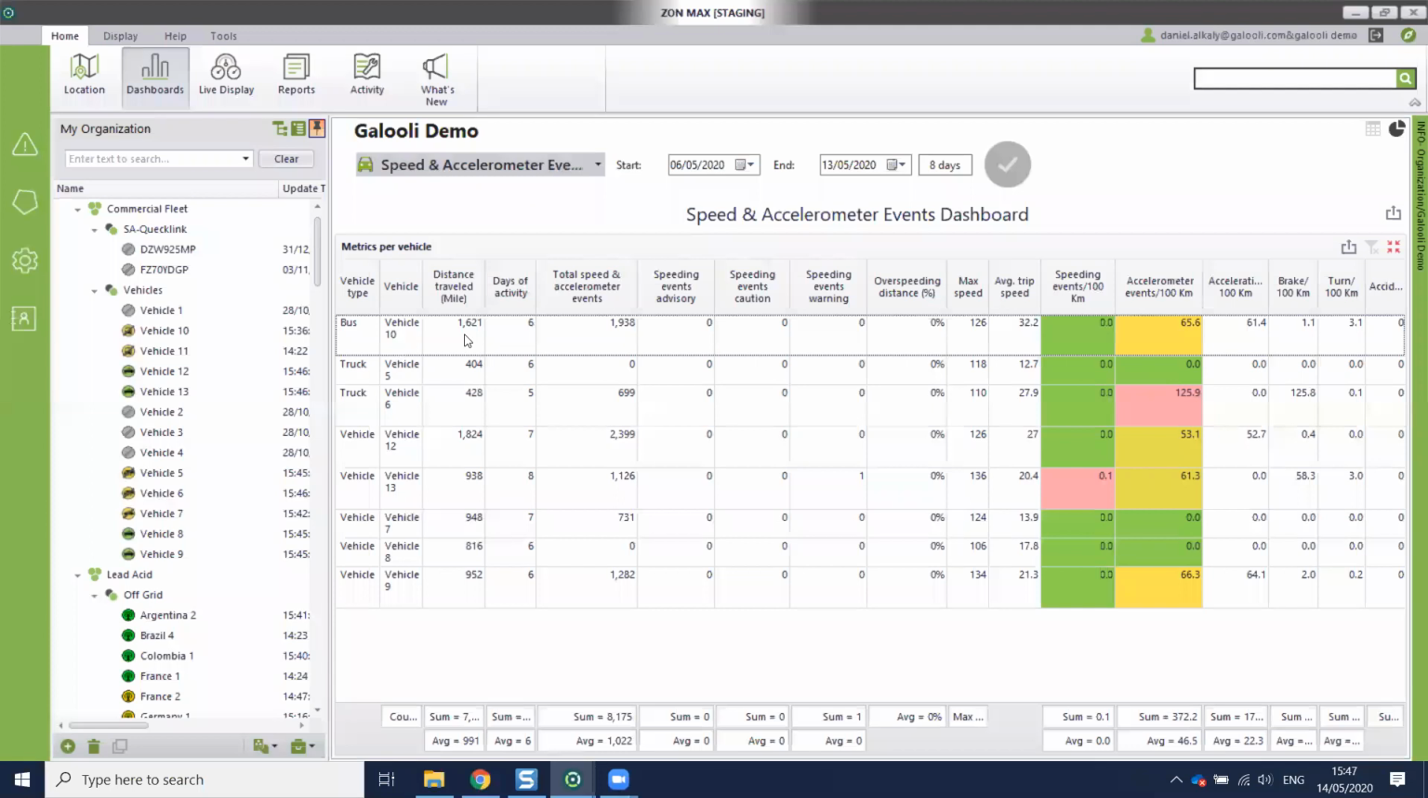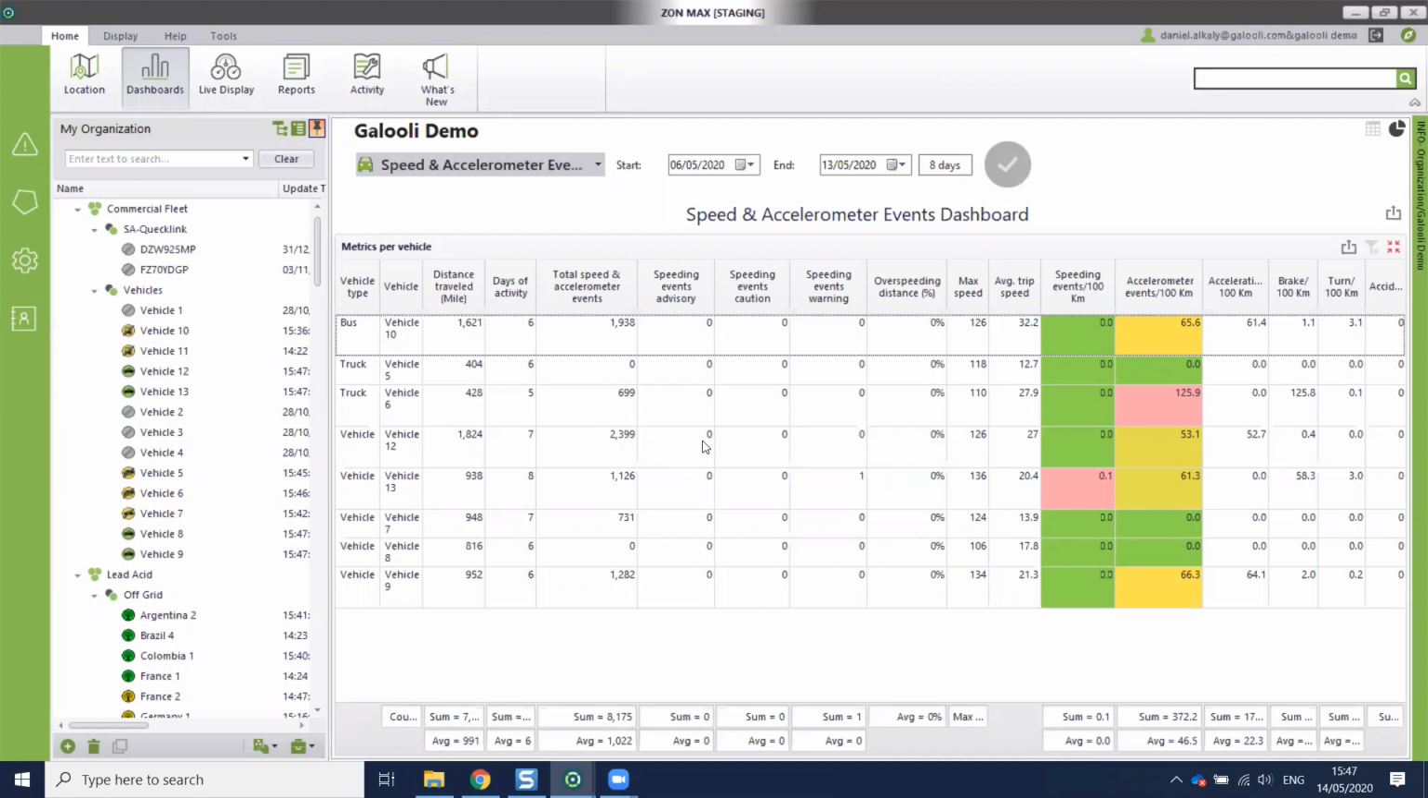So we can see the distance, and again, just like with fuel, distance is a factor as well, because if a vehicle travels a very long distance, then maybe it makes sense to see a lot of events, versus a vehicle who travels a lower distance, and if they have high events, that kind of means again that there's probably some kind of issue. So we have the distance traveled. We have the total speed and accelerometer events. We can see that some of these are done quite a lot. Okay, these are 8 days.